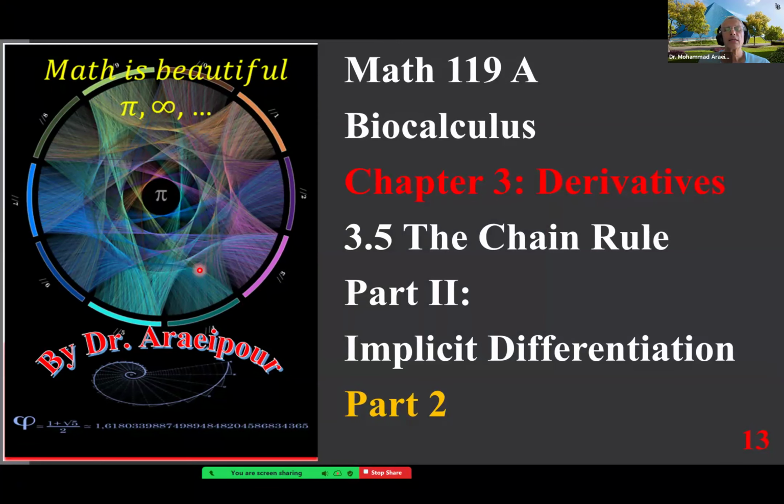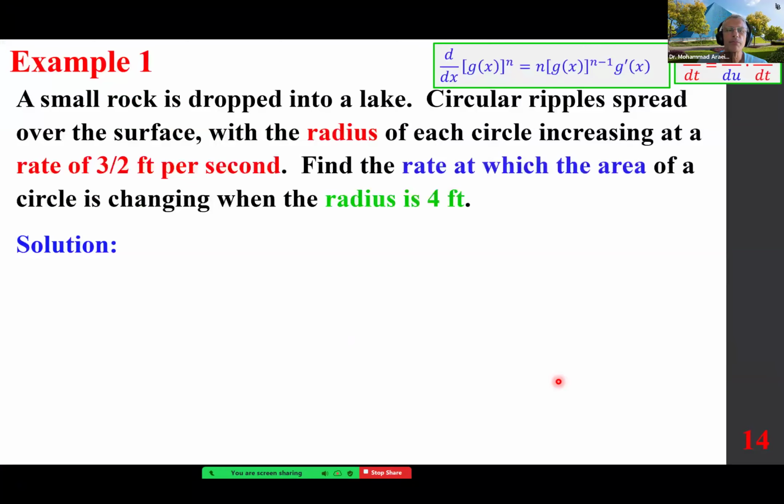Good afternoon, class. Here's chapter 3, derivatives, section 3.5, the chain rule. The second part is implicit differentiation. Implicit differentiation, and we've done a portion of it. We're going to continue with some examples.